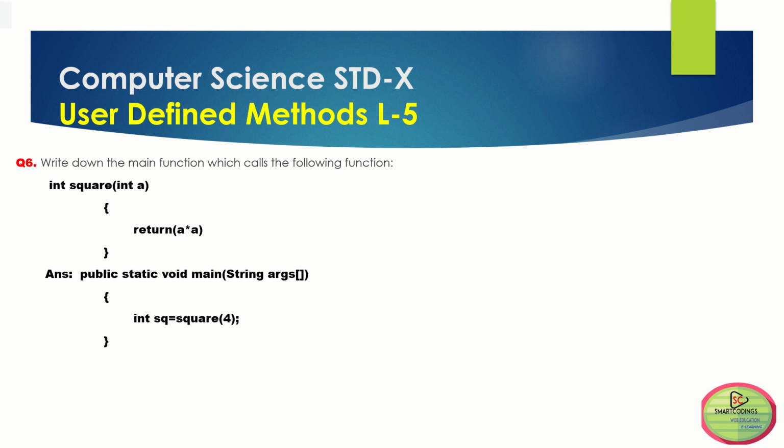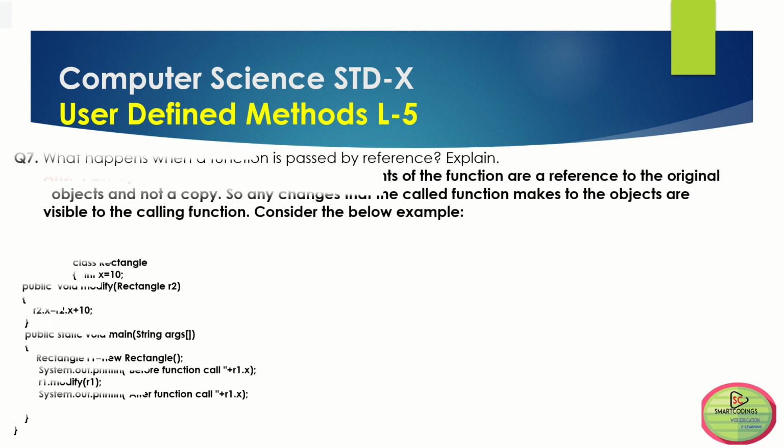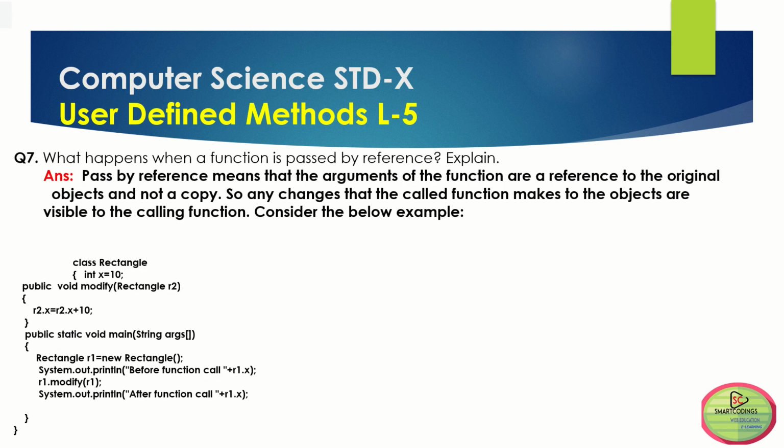Write down the main function which calls the following function. Sorry, the question is write down the main function which calls the following function. That means the function is given. We have to write the main method to call that particular function, that is the square function. What happens when a function is passed by reference? Explain, meaning the question demands the definition along with an example.